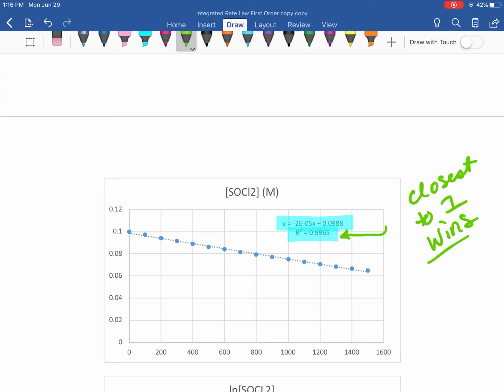Okay, so I'd take a look at that if I were doing a homework problem and say, dude, that's super close to 1. This is a zero order. Unless you plot all three. So this was our first set of data. This is just our concentration. We did not manipulate it.